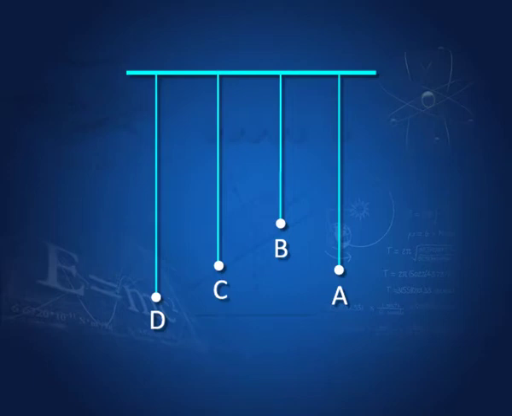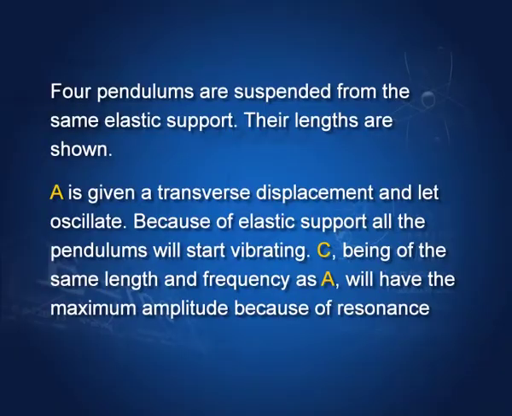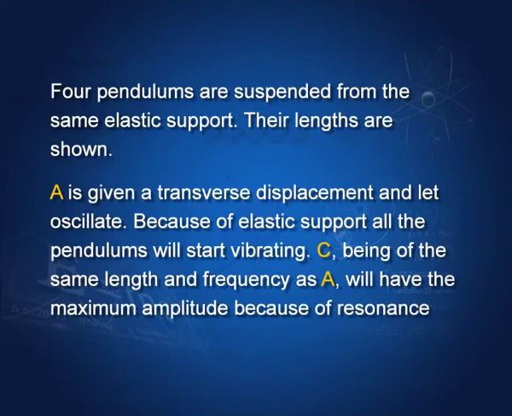So if I give this a small displacement and then let it go, what happens? Because of the elastic support, all the pendulums will start vibrating. You see, energy is transmitted by this elastic support to this, this and this, and all the pendulums start oscillating. However, pendulum C has the same length as pendulum A, therefore it has the same frequency. So because of resonance, the amplitude of C would be the largest of B, C and D. Their frequencies match and therefore pendulum C develops a larger amplitude.